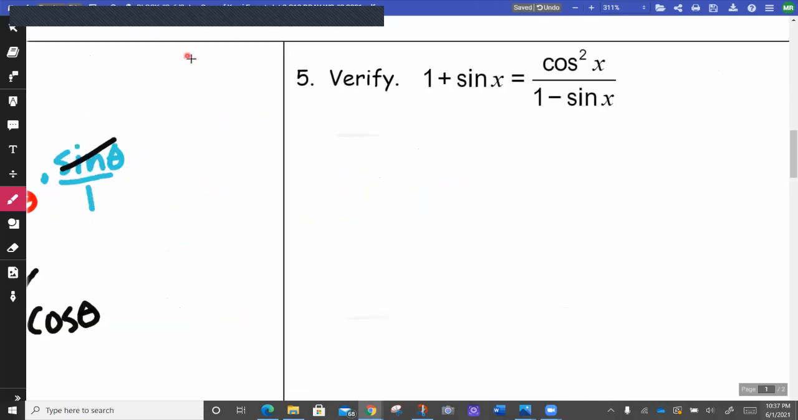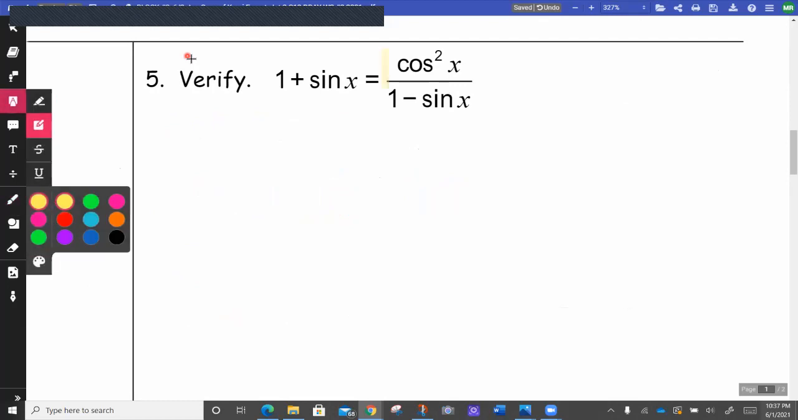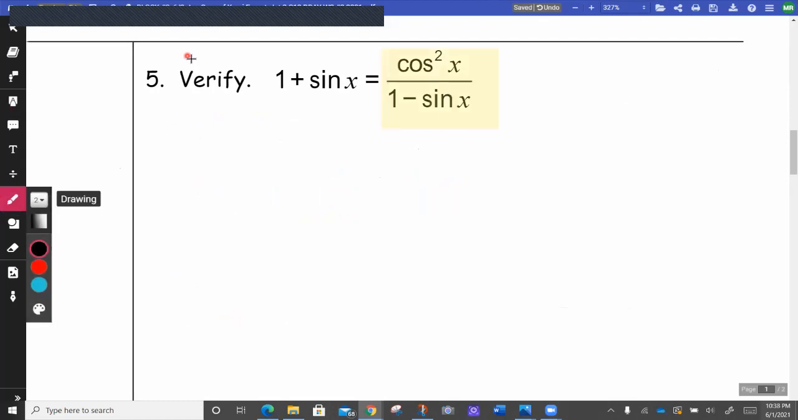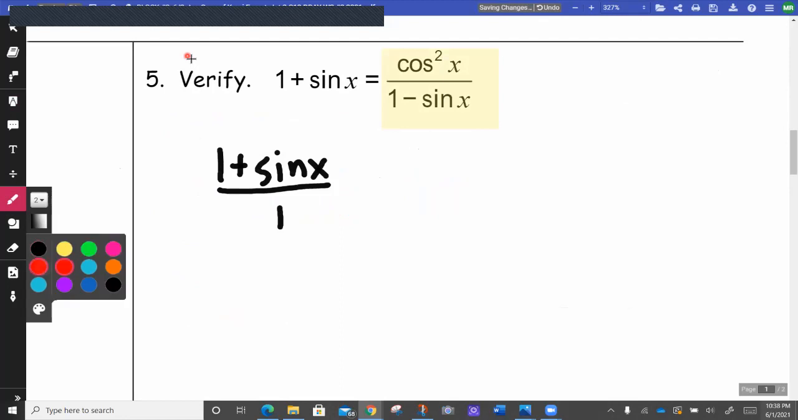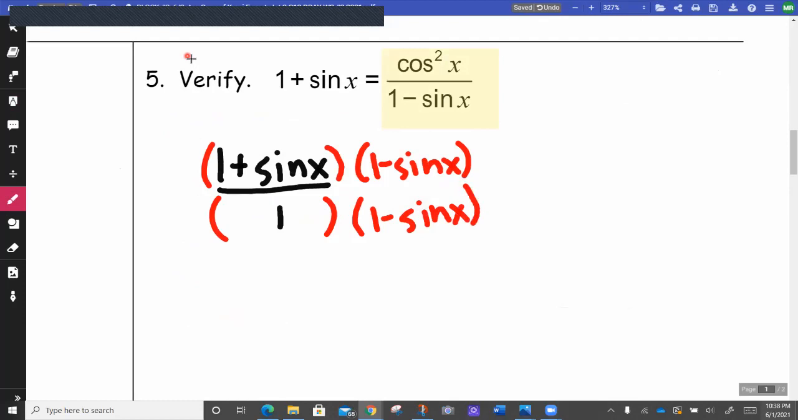Number 5. Okay, so again, I'm trying to get that. So since I need to get a 1 minus sine x on bottom, what I'm going to do is start with 1 plus sine x over 1. I am going to multiply top and bottom of this by 1 minus sine x, because that's just a fancy 1. But that will allow me to get a 1 minus sine x in my denominator.